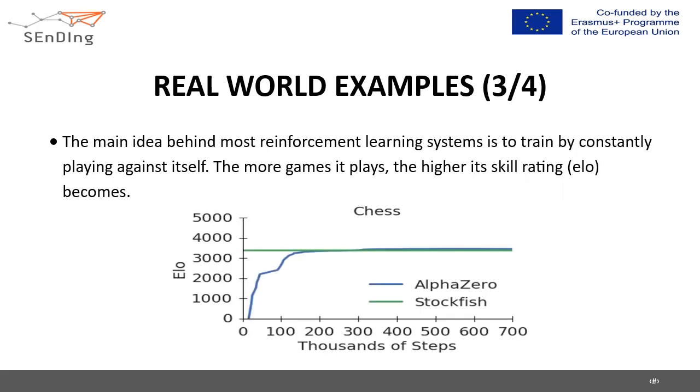The main idea behind most reinforcement learning systems is to train by constantly playing against itself. The more games it plays, the higher its skill rating becomes.